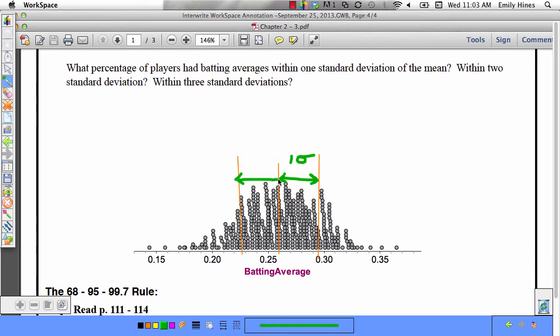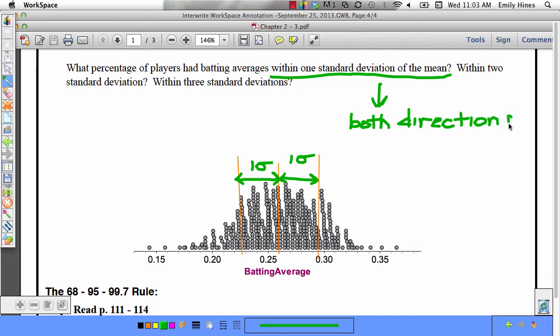So when it says within 1 standard deviation of the mean, it means either direction. So the words here, within 1 standard deviation of the mean, means to look in both directions. So it's asking how many points, or what percentage of points, are within this line to this line.